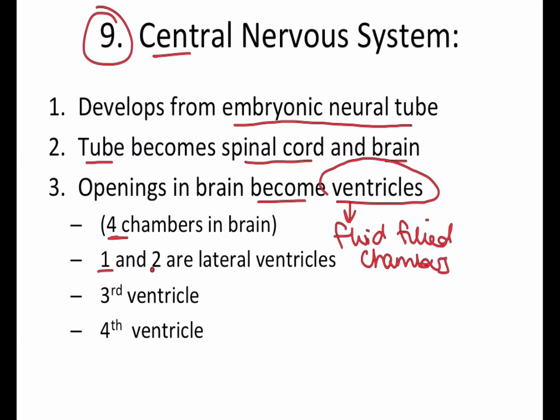They are 1 and 2. 1 and 2 are called lateral ventricles, so there are 2 lateral ventricles. There's one that's called the third ventricle and one that's the fourth ventricle. You'll see these as we look at models of the brain and as we go through and color a little bit later.